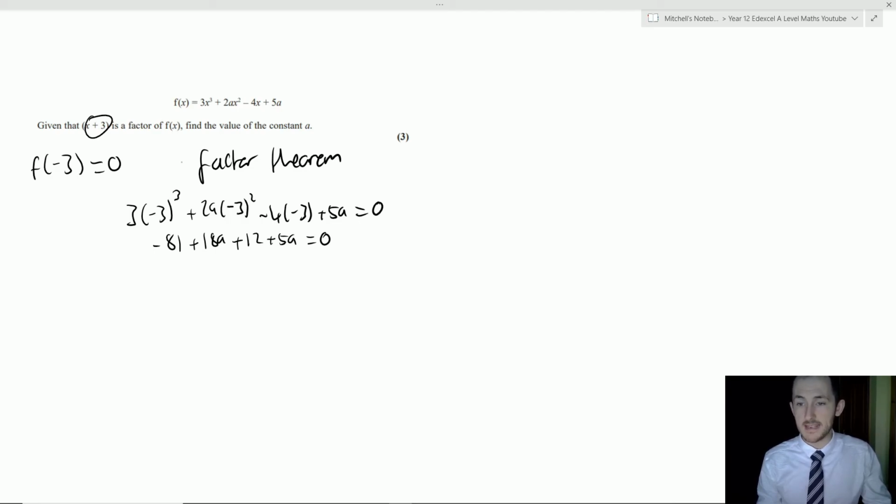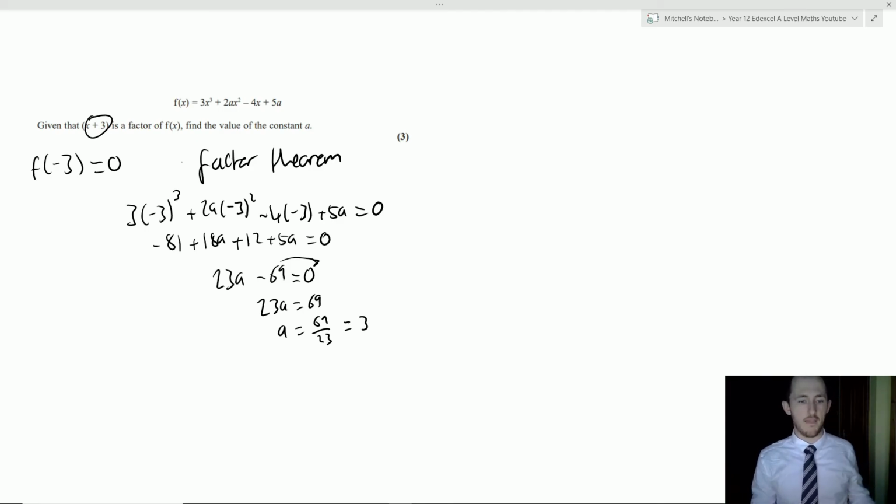Gather the a's together. 18 plus 5 is 23a. Minus 81 plus 12 will give me an answer of minus 69 equals 0. So move this over to the other side by adding it. You have 23a equals 69. So a is equal to 69 over 23, which is 3. And that will be our answer. So again, there's a few ways they can ask you to use the factor theorem.